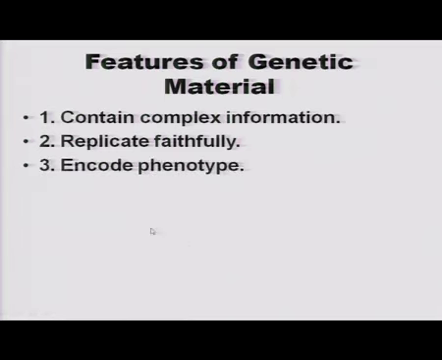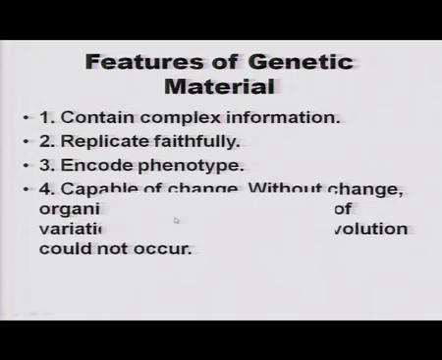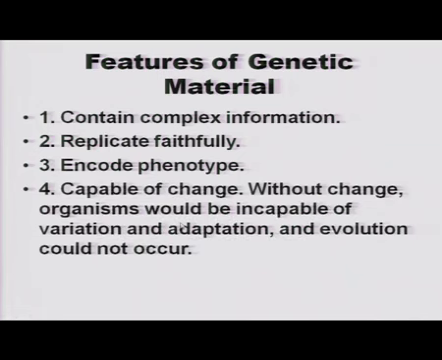The next feature of genetic material is that it should code for phenotype. Phenotype means the external appearance of any living organism. So, a genetic material must encode the external appearance of any living organism. And last but not least, the genetic material must be capable of change. Without change, organisms would be incapable of variation and adaptation, and evolution could not occur.